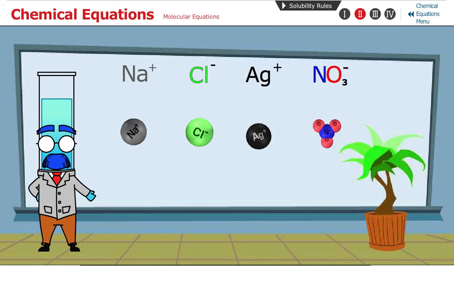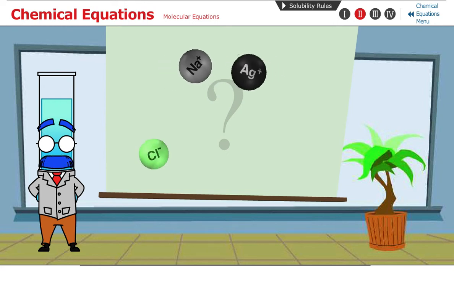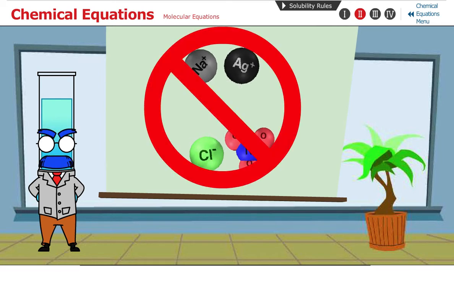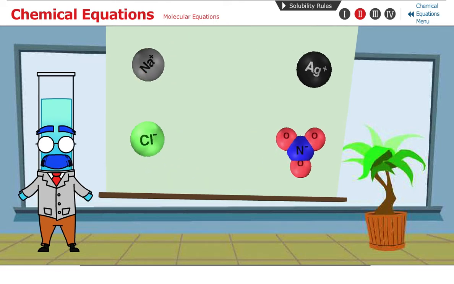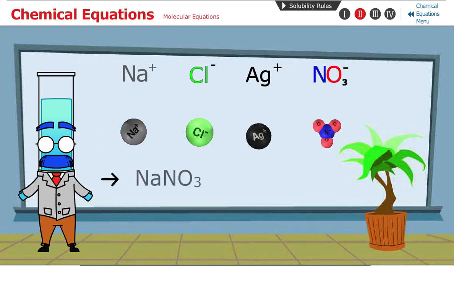Since opposite charges attract, perhaps the positive sodium ion will attract the negative nitrate ion, while the negative chloride ion might attract the positive silver ion. Would a positive sodium ion be attracted to a positive silver ion, or would a negative chloride ion be attracted to a negative nitrate ion? No. Like charges repel each other and do not attract. The products based on this logic are sodium nitrate and silver chloride.